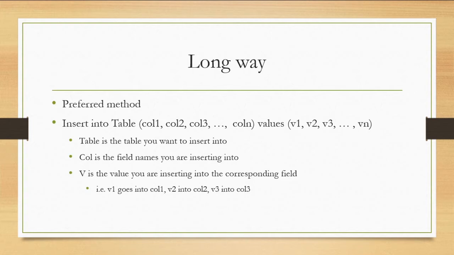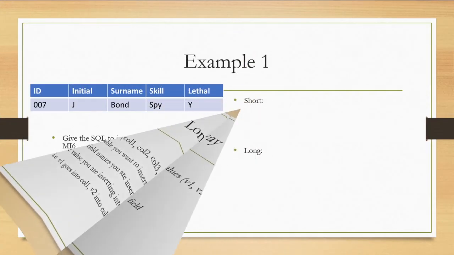Now, why is this the preferred method? The reason why is it links each column to a value. So the column order does not need to be the same as it is in the table. You can switch the column order around, it still links it to the right column. Let's look at some examples.